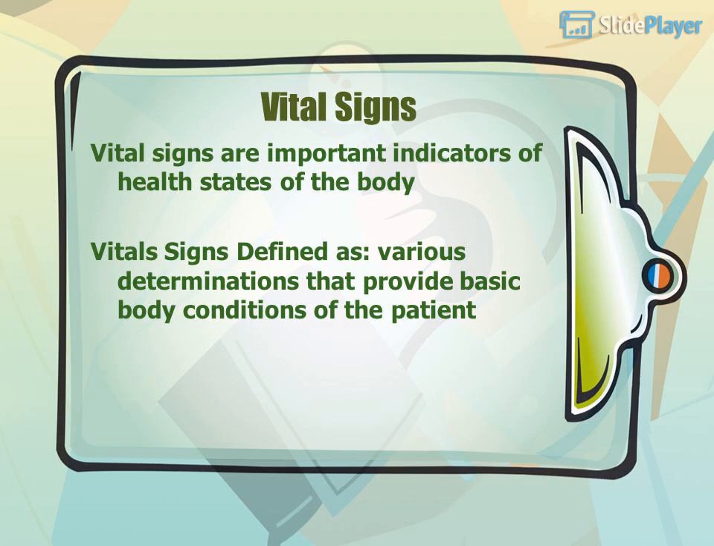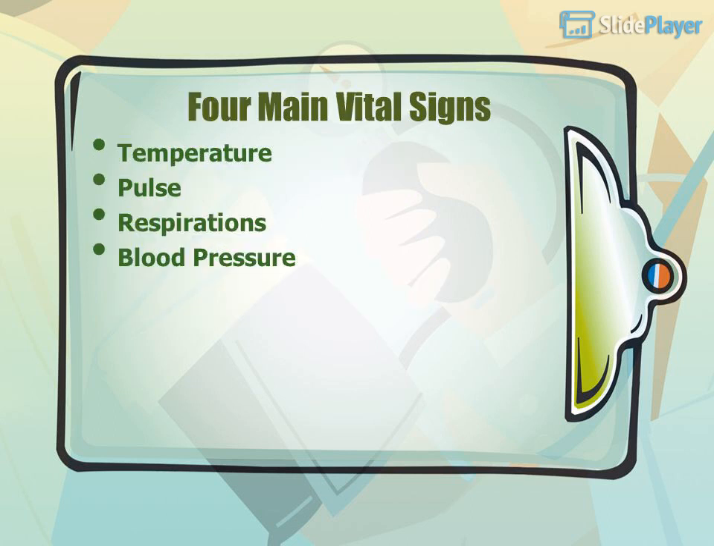Vital signs are important indicators of the health states of the body. Vital signs are defined as various determinations that provide basic body conditions of the patient. There are 4 main vital signs: temperature, pulse, respirations, blood pressure.